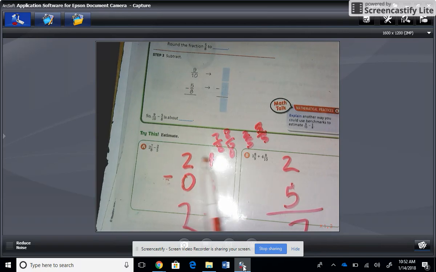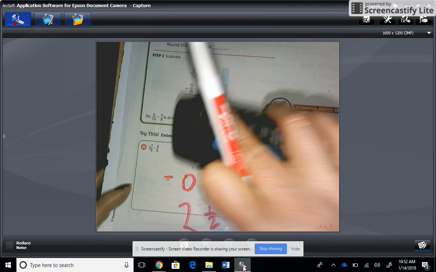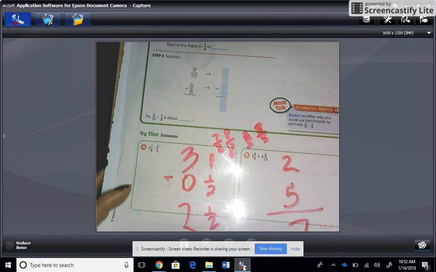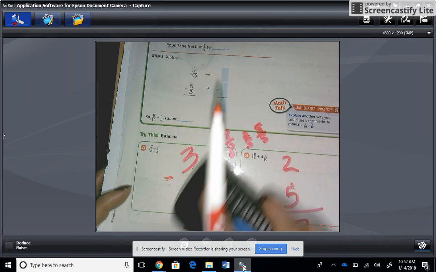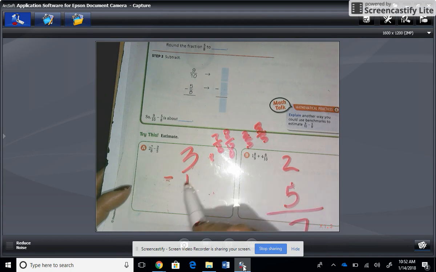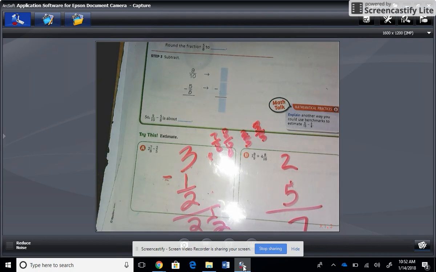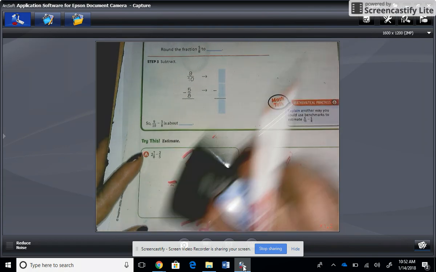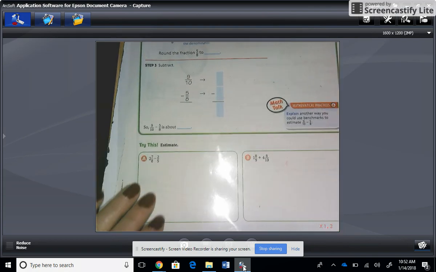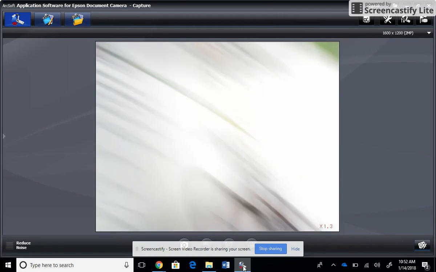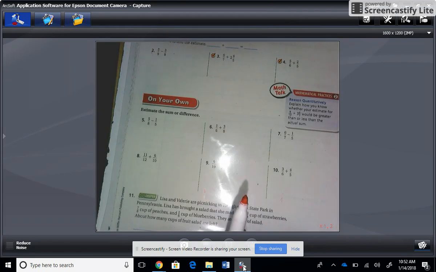Now, could I have rounded this to a 3? You betcha I could have. I could have changed that to a 3, take away a half, and I still get 2.5. All right. So we're estimating. You just got to know what you're close to on fractions.